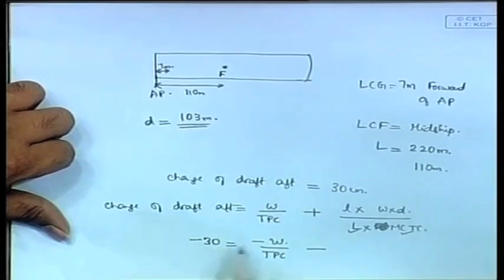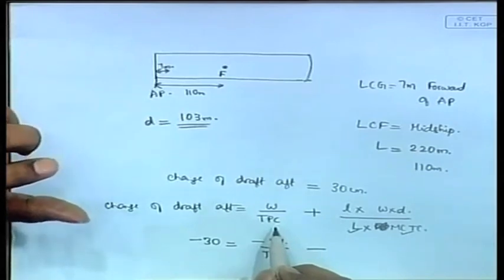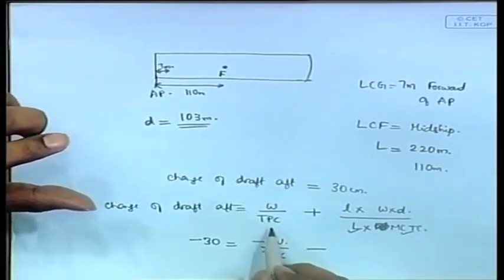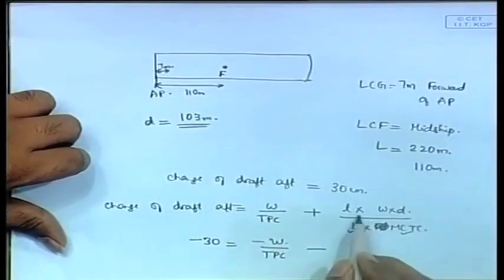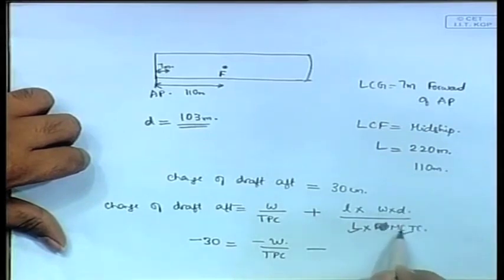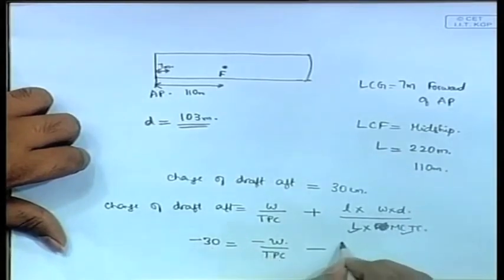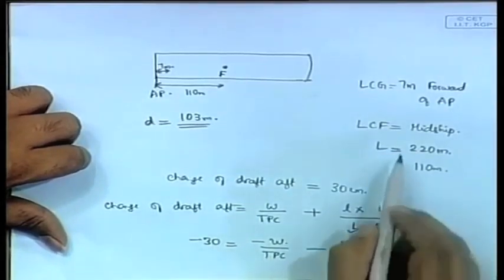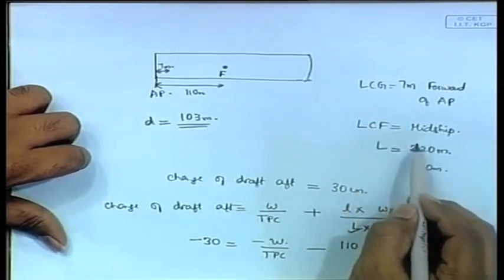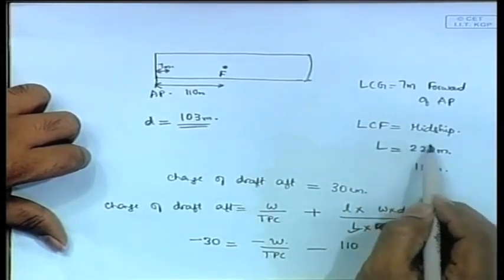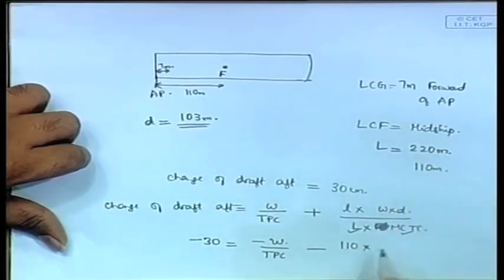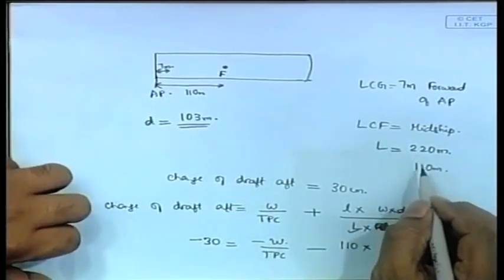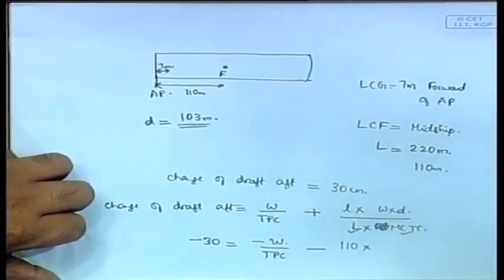This has to be written in centimeters, because W divided by TPC will give you the sinkage in centimeters, not in meters, because TPC is tons per centimeter immersion, that is how TPC is defined. Similarly, l into W into D by this will also give you trim in centimeters. So, you put 30 centimeters minus this thing. Here, the LCF is midship, and the total length is 220, so midship is at 110. So, LCF is 110. Weight that is to be added or removed: we calculated it, I think, or is it given?